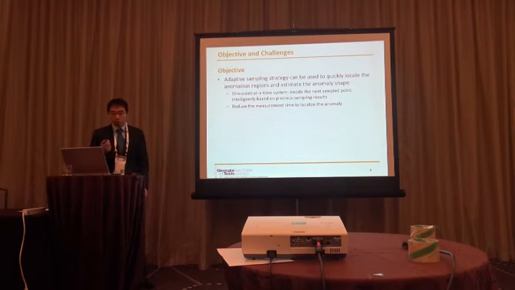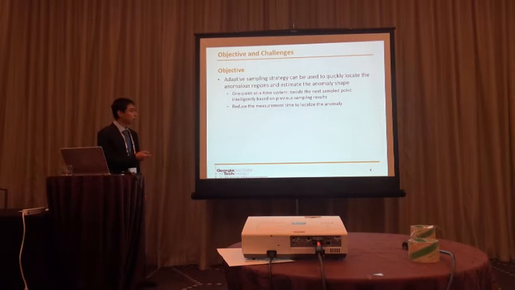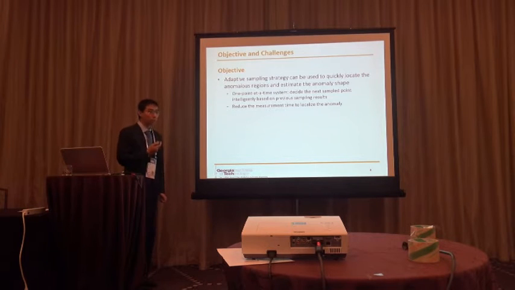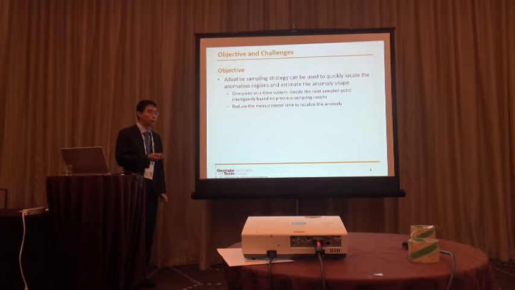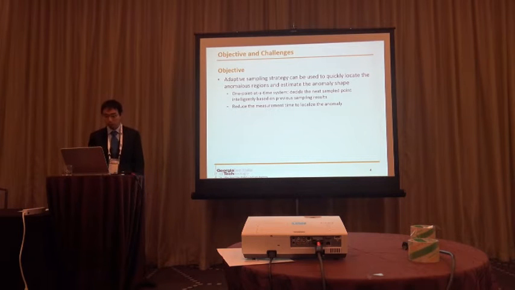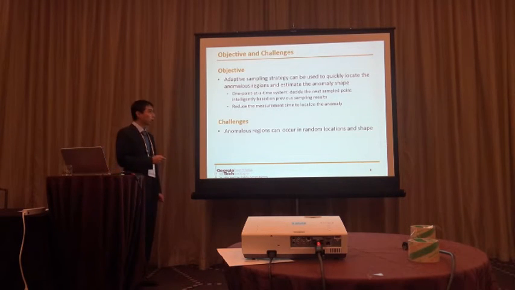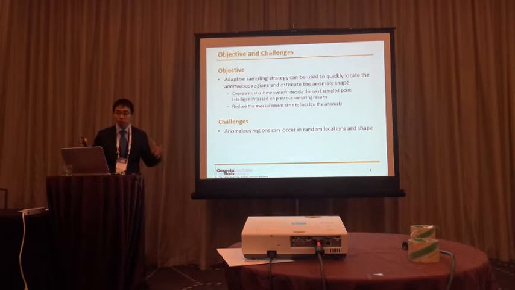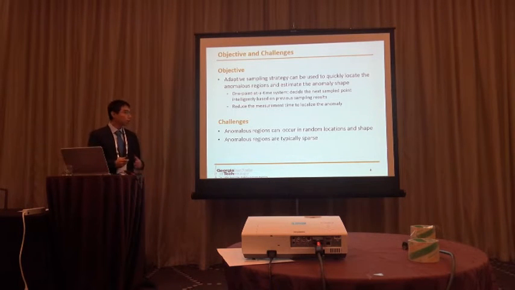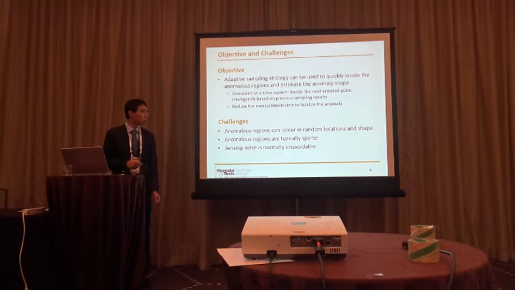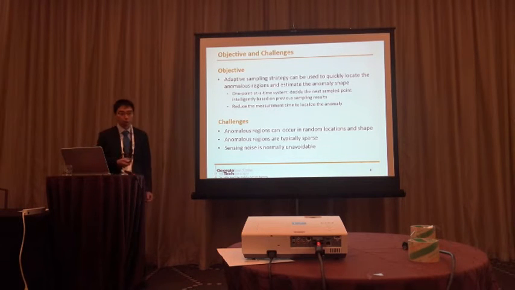We will focus on the one-point-at-a-time system, in which we try to decide the next sampling point intelligently based on the previous sampling result, so that we can reduce the measurement time by reducing the number of points needed. However, there are a few challenges. The first one is that the anomalous region can occur randomly, so we may never know it in advance. The second is that anomaly regions are typically sparse, which may be hard to localize. And the third one is that sensing noise is normally unavoidable, so we should consider this in our sampling algorithm.